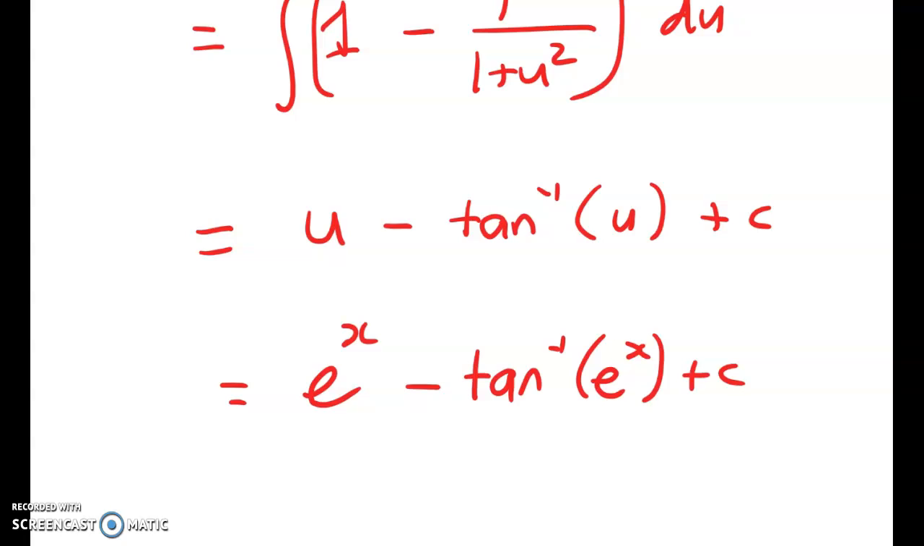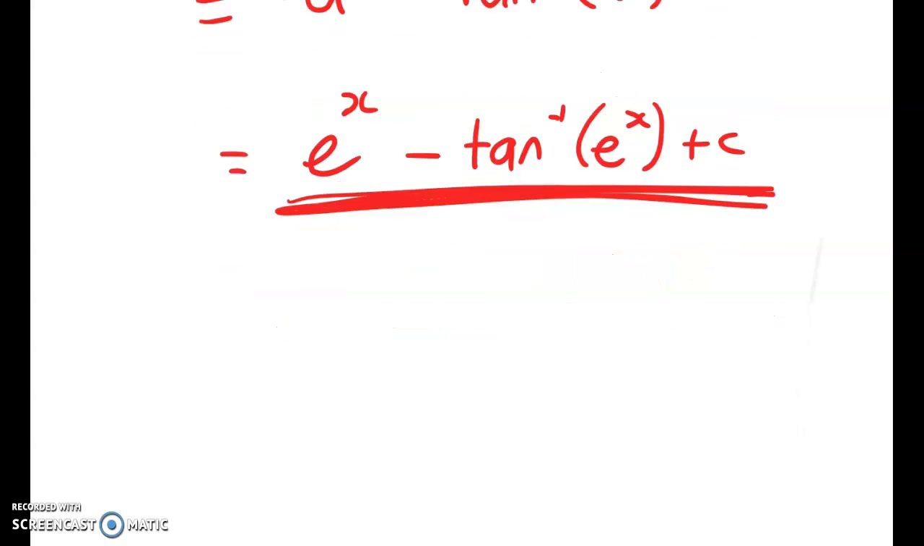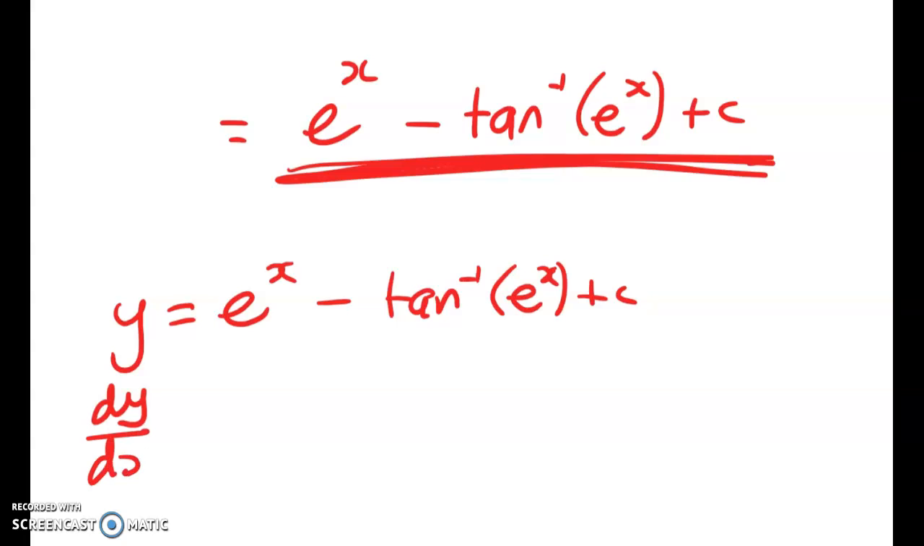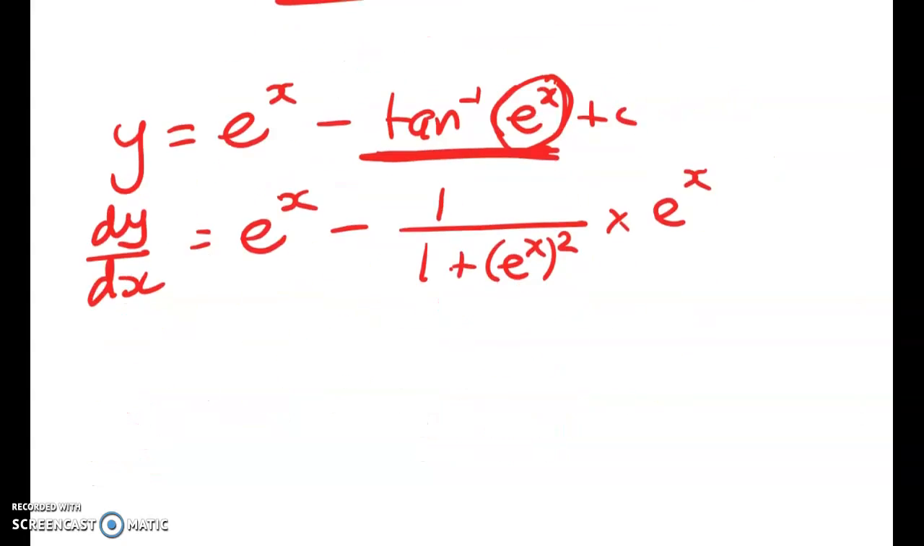Right, now that was quite full on. So what I want to do is to practice some differentiating by working backwards to check that we get back to where we wanted. So let's start with y equals e to the x minus tan inverse of e to the x plus c, and differentiate. So dy by dx is this, e to the x minus, okay, so straightforward chain rule on this, 1 over 1 plus e to the x squared, times the derivative of the inside function, which is e to the x.